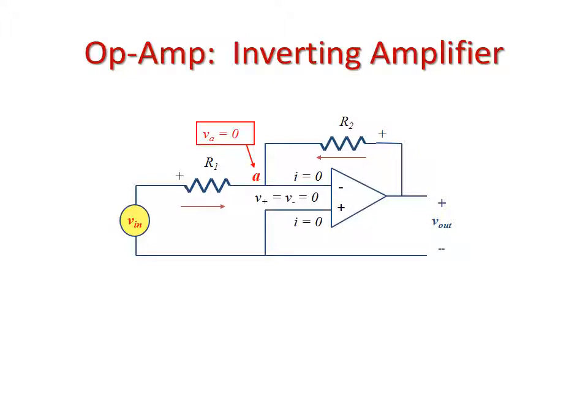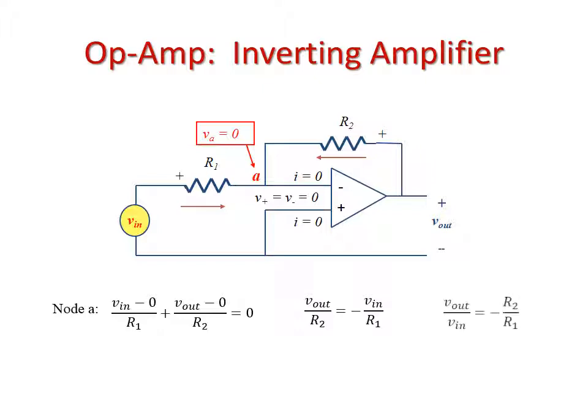Here we have our inverting amplifier. In our inverting amplifier, we're going to send out the exact opposite of the signal that is coming in. So with V in and V out, if V in is a positive sine wave, V out is going to be a negative sine wave. And it's going to be amplified by whatever the ratio between those resistors is. So if we do a nodal analysis of this, we can see our V out over R2 equals negative V in over R1, and our V out over V in equals minus R2 over R1.